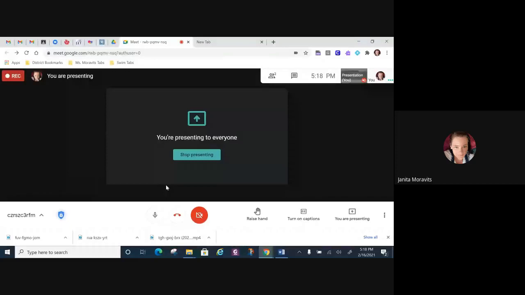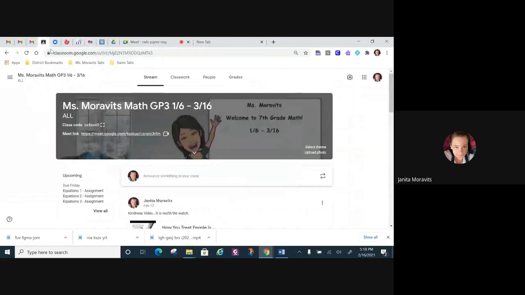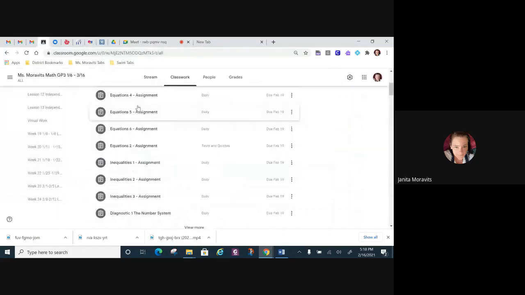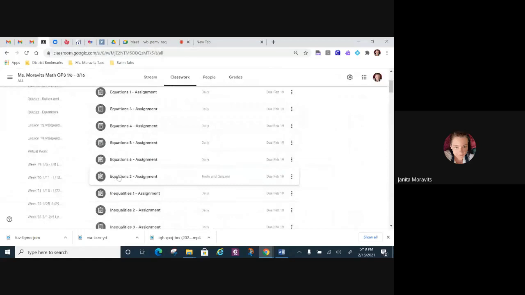Okay, here we go. We are going to go ahead and move on now. We're going to be doing equations 2. Remember I showed you over here on the cloud extreme that we skipped from 1 to 3 because I put them in here out of order. Equations 2 is the one that we're going to work on now. We're going to go to equations 2 and I'll preview that worksheet.